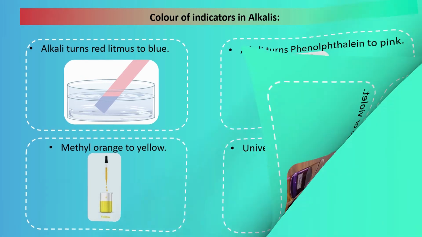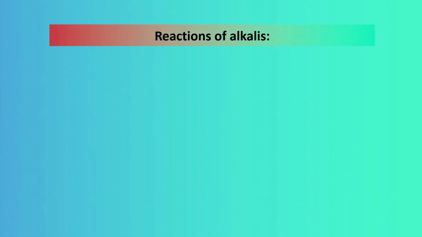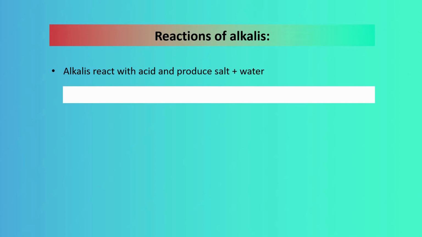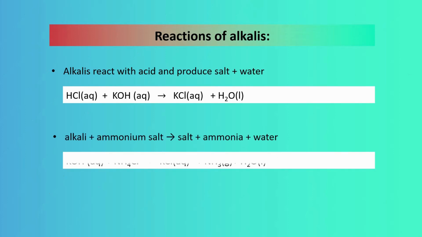Reactions of alkalis. Alkali reacts with acid and produces salt and water. Alkali plus ammonium salt gives salt, ammonia gas and water. The test for ammonia gas is that red litmus held in this gas turns blue. This reaction is very important. Ammonium salts are acidic, so they react with alkali.